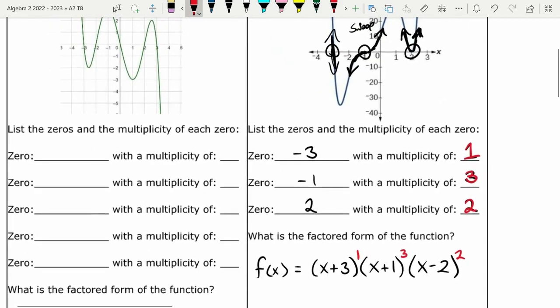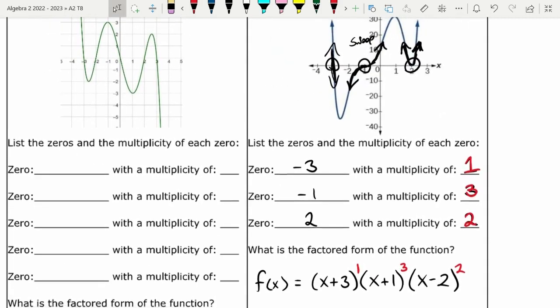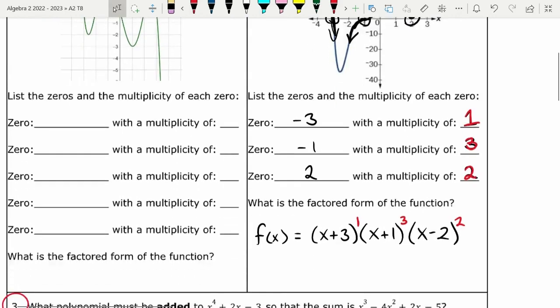This is exactly how you would do number 1, so feel free to do that one as well. Looks like there's no bounces on number 1. That's your hint for that.